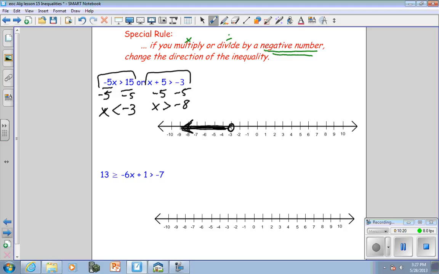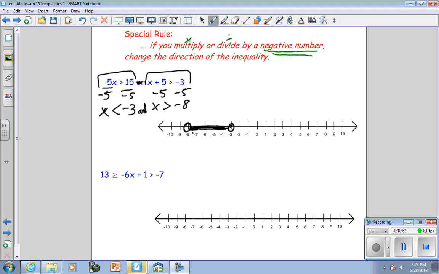I then find -8, and so I've already gone over my -8. I do an open circle and shade to the right. So with this one, because this ended up being the intersection, x is smaller than -3 and greater than -8, we actually should change this to an AND statement because it's the intersection between the two.